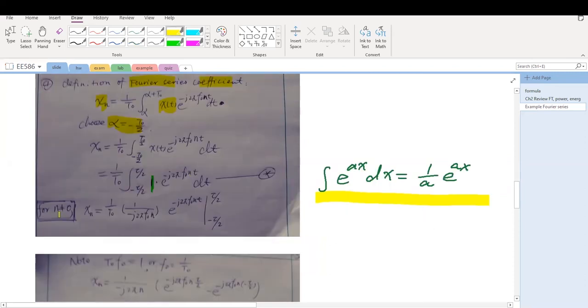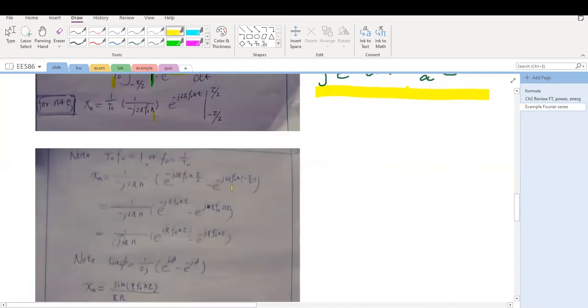Because of n, first we need to consider n not equal to 0, because if n equals 0, you cannot put it in the denominator mathematically. First of all, we assume n not equal to 0, then x of n equals this. Use this formula, and a here is this quantity: minus j 2 pi f naught n, so 1 over that. And this e to the power ax, the definite integral between half tau and minus half tau. Plug in everything here. And this is a half tau, and this is a minus half tau.